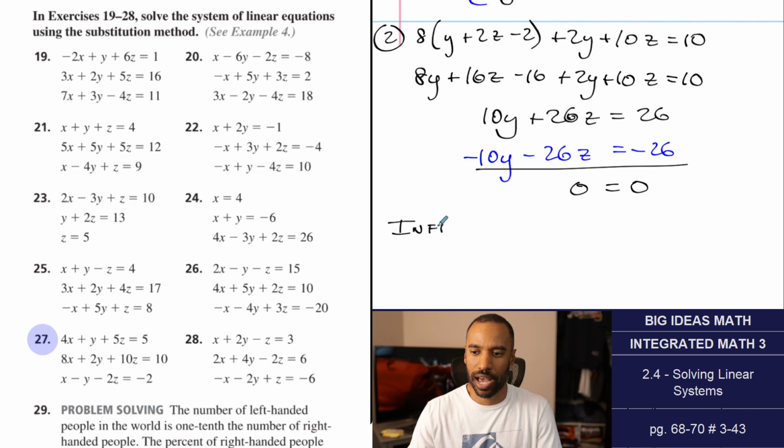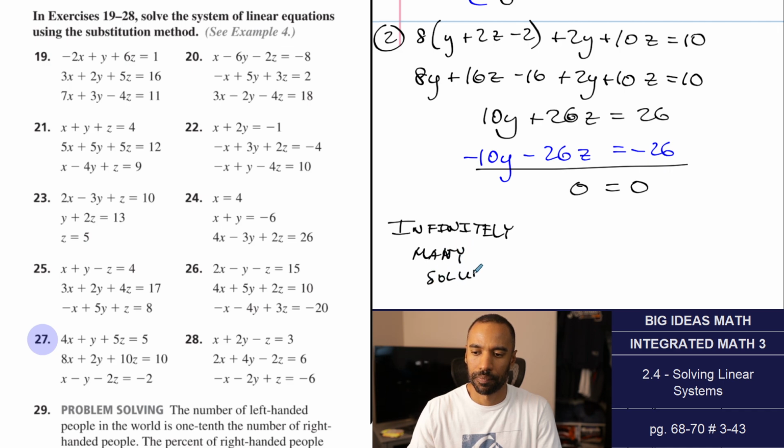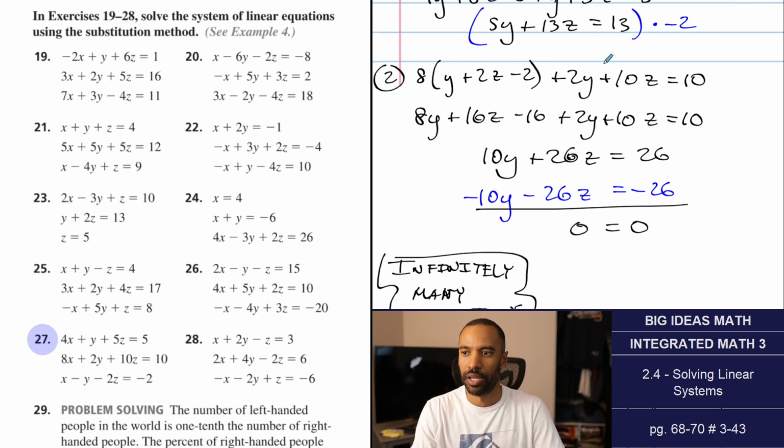But we're not done in that case because we still have to express, or infinitely many solutions, I should say. Infinitely many solutions. What I would do in this case, generally, is now get one of these two variables by itself, y or z, in terms of the other. And then we have to solve for x with that.